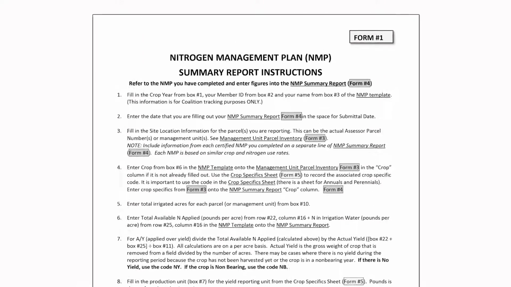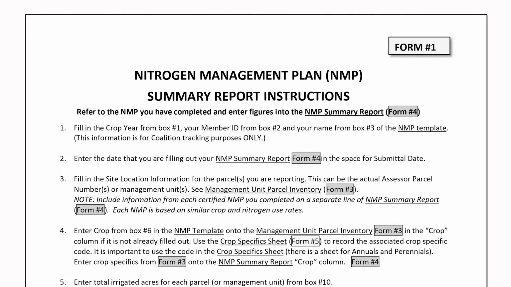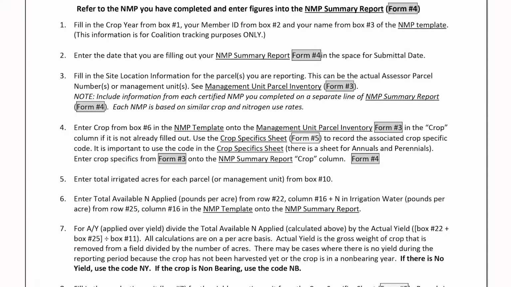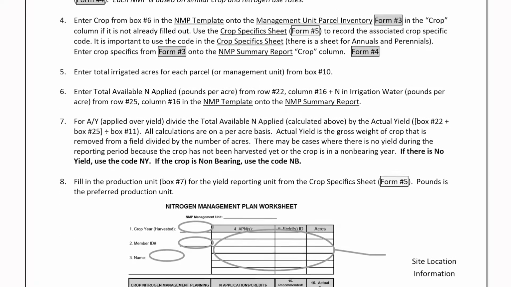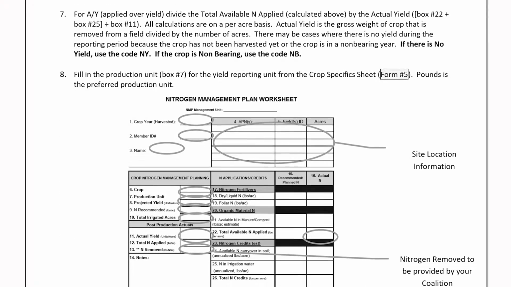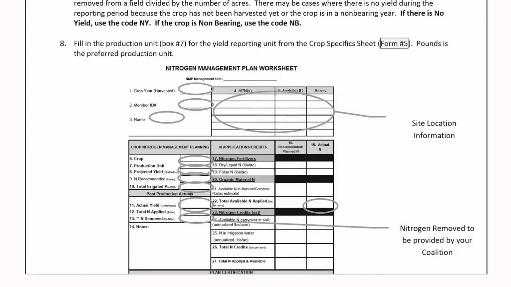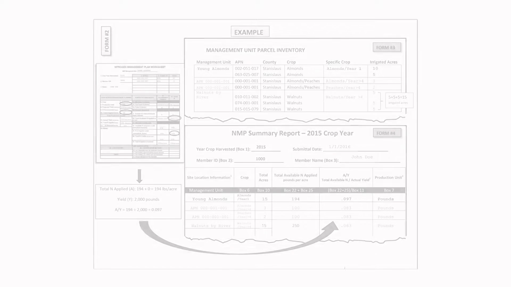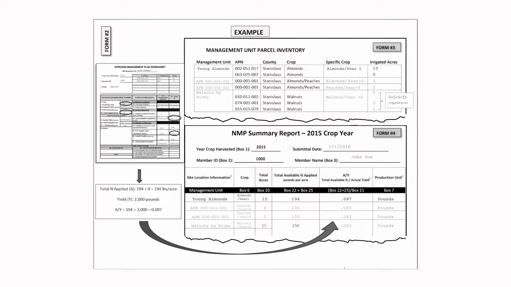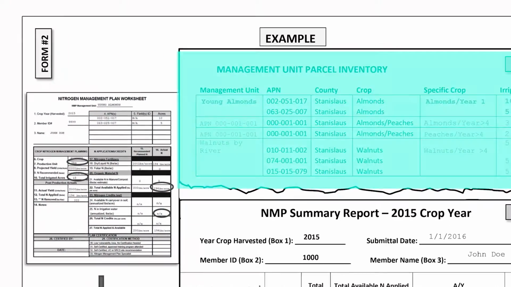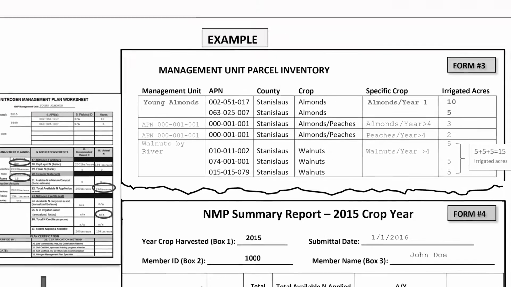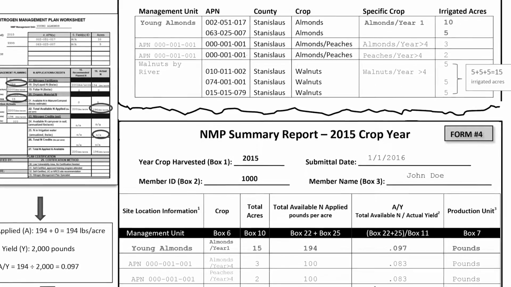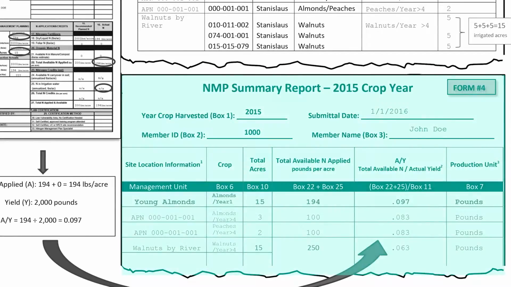The Nitrogen Management Plan Summary Report instructions describe how to fill out the Nitrogen Management Plan Summary Report, Form 4, including where to find the associated information on the Nitrogen Management Plan that should already be filled out for each crop grown. Form 2 is an illustration of how to take information from the Nitrogen Management Plan worksheet and the Management Unit Parcel Inventory and fill out the Nitrogen Management Plan Summary Report.